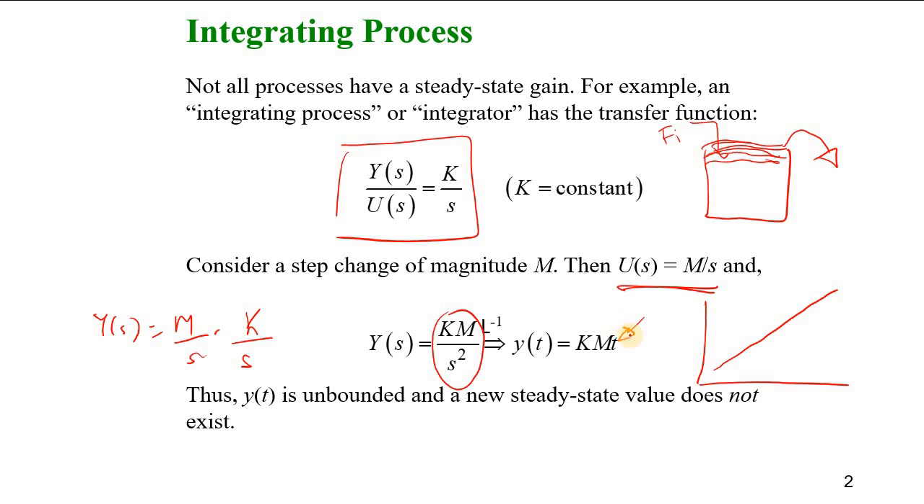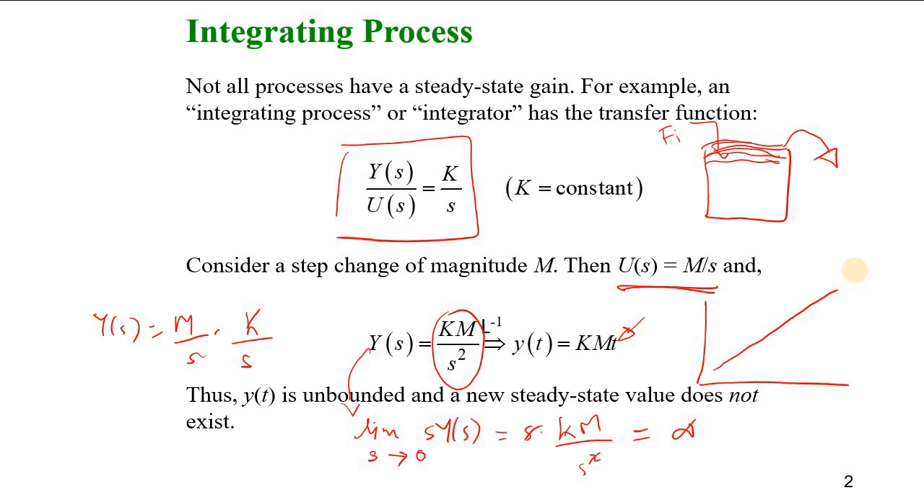you will know that it will go to infinity. And not only that, even if you use the final value theorem, which is the limit as S approaches 0 of S Y(s), this will be S multiplied by KM over S squared. You cancel one S, S is equal to 0, so anything divided by 0 will go to infinity. So we know definitely that there's no final value here. Why is there no final value? Because it goes to infinity.